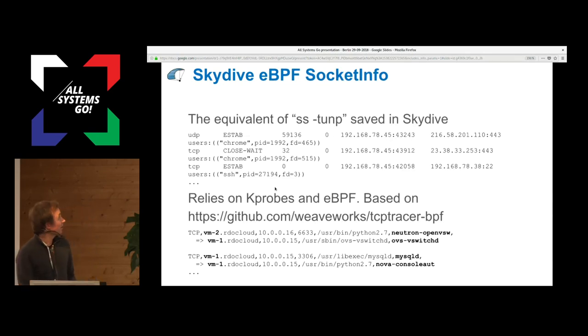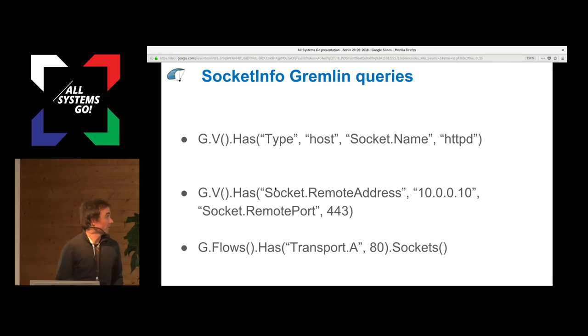Another use of eBPF in Skydive is what we call the socket info. Basically, we want to see which process is talking to which process, or which container is talking to which container. It's the equivalent of the ss command. To do this, first we used /proc parsing, which was unbelievably slow, and so we found this very nice library, TCP tracer BPF, which makes use of eBPF to do this, and we integrated it as a probe in Skydive.